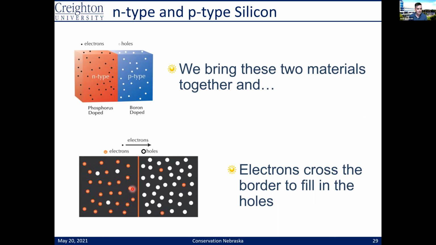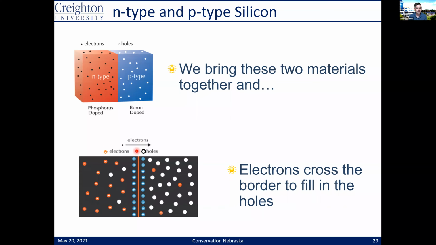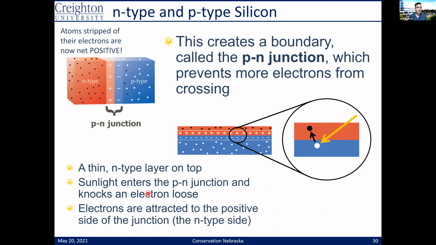So again, electrons, it's going to start over again. Electrons will kind of migrate across, fill some holes, but it's going to leave back some positives, create some negatives. We're going to see some rearrangement, and we're going to see a positive strip and a negative strip. So the atoms stripped of their electrons are now net positive. They are actually charged positive. And so this creates what's known as a PN junction, not a clever name. And what it ends up doing is prevents more electrons from crossing.